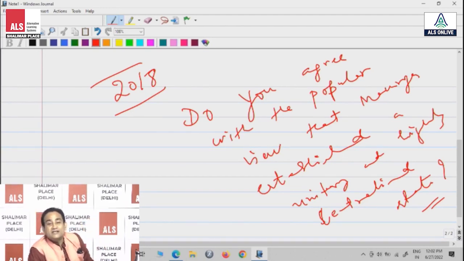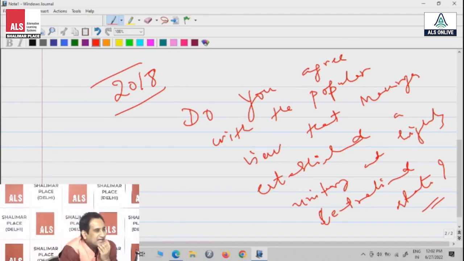But the question in 2018, they asked what? Do you agree with the popular view? They are also accepting that this is the popular view. Do you agree with the popular view that Mauryan established a unitary and highly centralized state? What are they asking, you know? They are not asking for your views. Do you agree? It is not that they are asking what you think. They want to ask whether you are familiar with the debate regarding the nature of the Mauryan state.